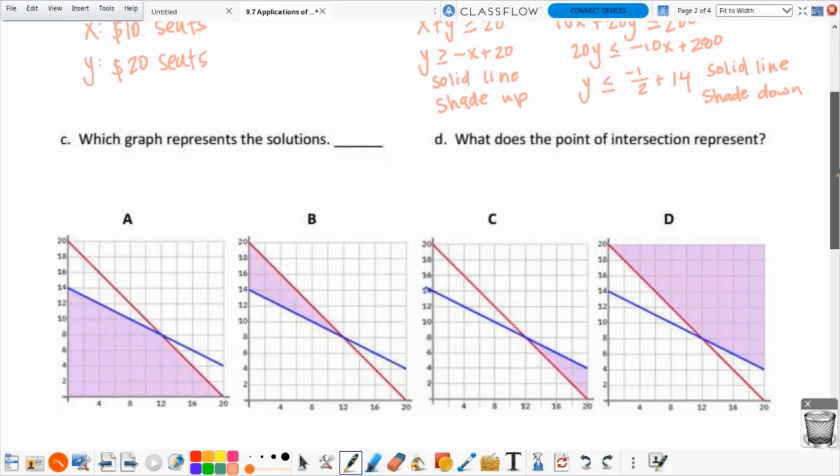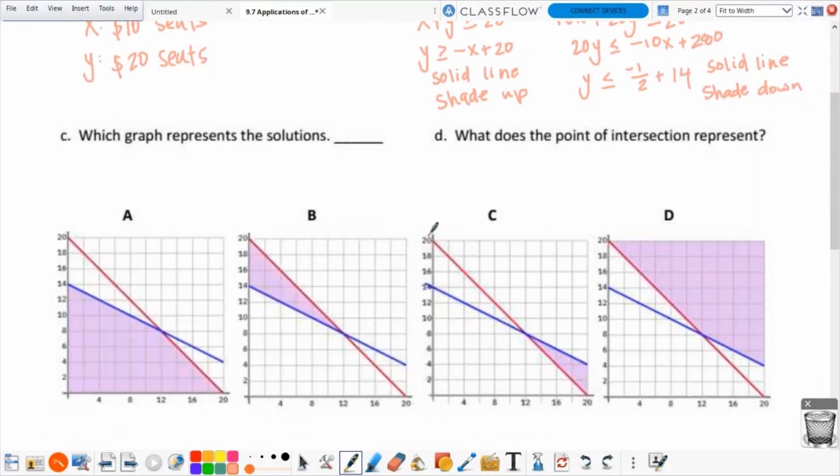All right, so our first line has the y-intercept of 20, that's our red line, and we know that we need to shade up. So we would shade above line 20, whatever that line is, the red line. Okay, so notice we're not shaded above A or B, but let's just keep going. I'm going to switch the color so that we can see which region is correct. And then for the second line, we need to shade down. So for the blue line, we're going to shade down.